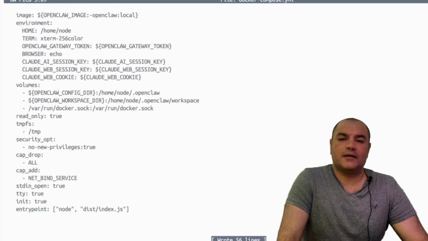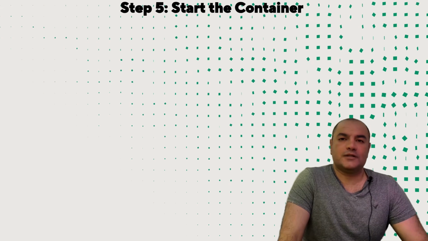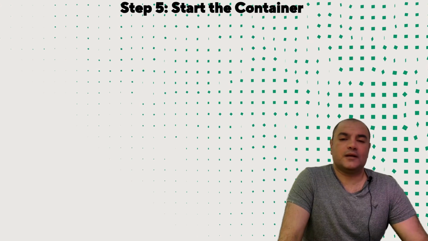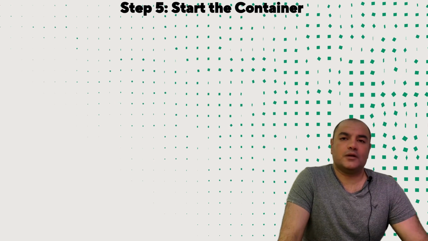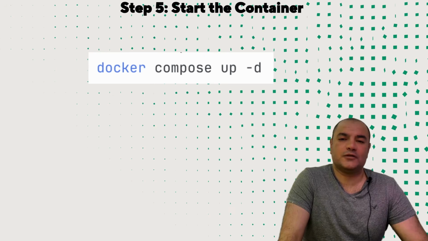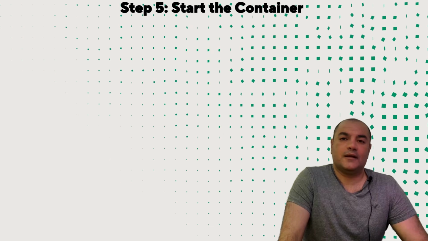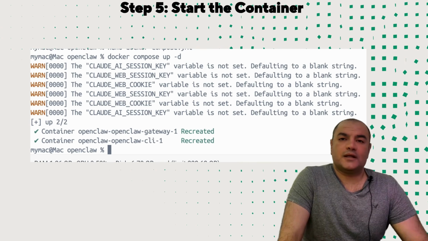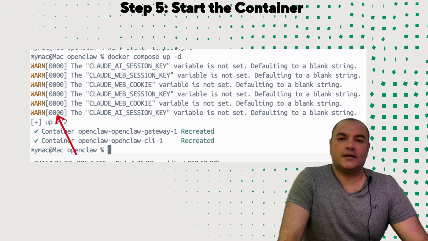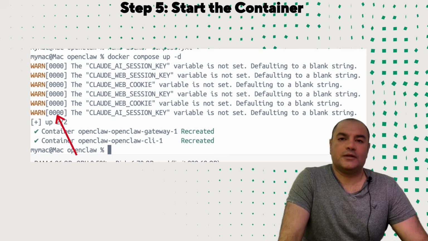Save and exit. Ctrl-O, Enter, Ctrl-X. Now that our config is secure, let's start it up. Note, the docker setup.sh script we ran earlier already built the image for us, so we just need to launch it using the following command: docker-compose up -d. You might see yellow warnings like, warn, the Claude web cookie variable is not set. Ignore these. They are normal warnings for variables we aren't using.